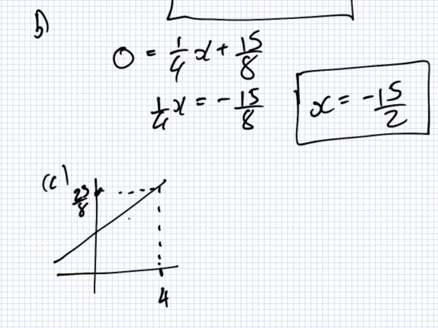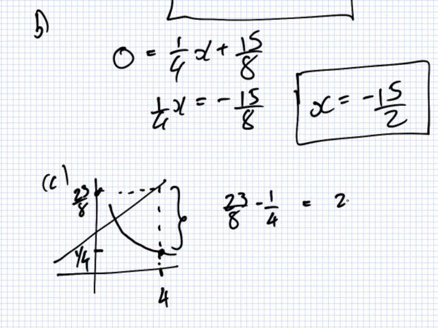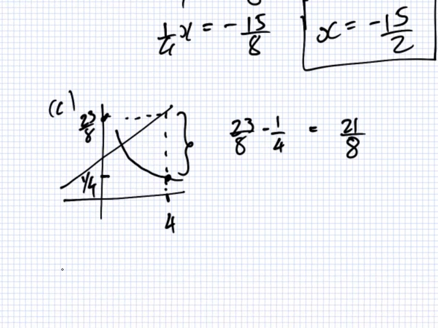Now, there's also a curve going down here. This curve, its height at 4 will be 1 over 4. So if you want the length here, it's 23 over 8 minus 1 over 4, which is 21 over 8. Wow. It's only supposed to be 2 marks, you know?